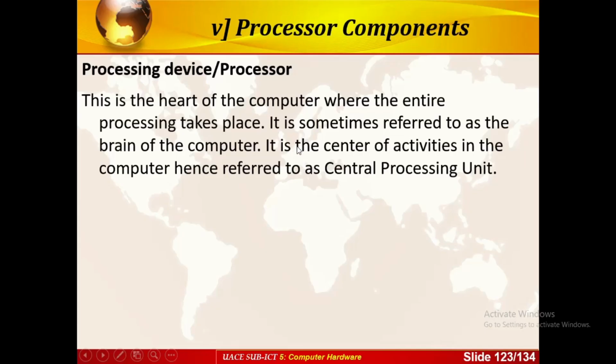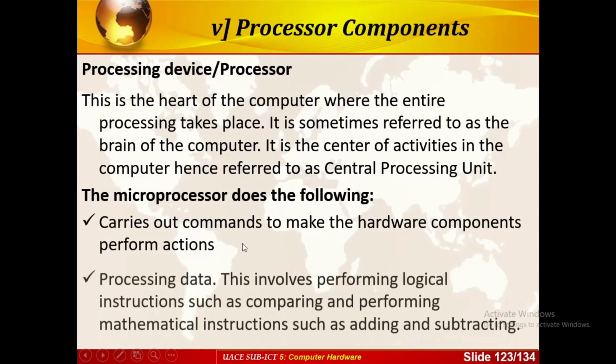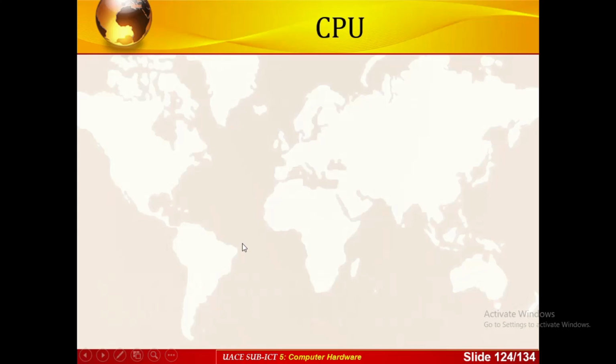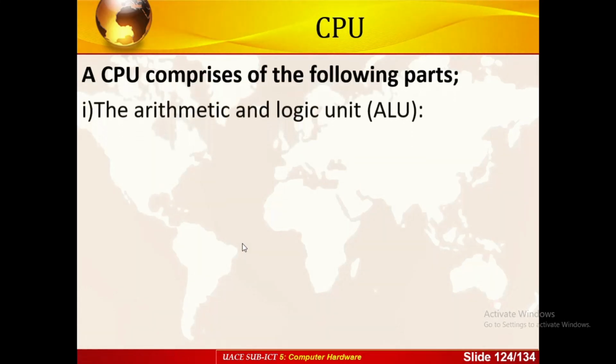They also refer to it as the brain of the computer, or what we call the central processing unit, that is the microprocessor. It carries out commands and it processes data. Actually, those are the two major uses of a CPU. It comprises the following main components, that is the ALU, the arithmetic and logic unit.